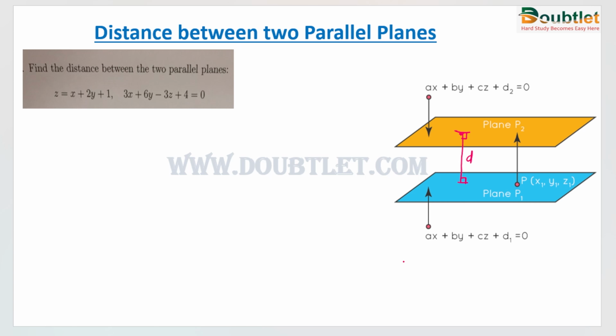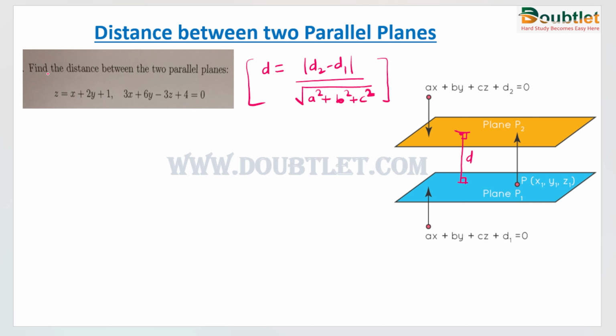To find the distance, we need to use this formula: the modulus of d2 minus d1, and we can also write d1 minus d2 because both are the same, divided by the square root of the coefficient of x squared plus the coefficient of y squared plus the coefficient of z squared. This is the formula to find the distance. Based on this concept, we will discuss how to solve such questions.